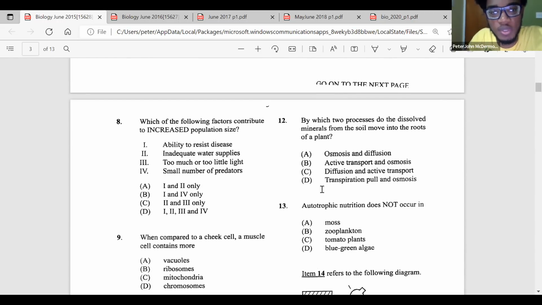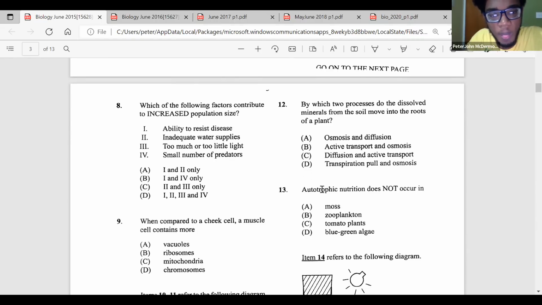Which of the following factors contribute to increased population size? All right, so when we look here, what do we see? Ability to resist disease, inadequate water supply, too much or too little light, small number of predators. So, when we even think about it logically, because as I said, we have to be thinking about everything logically, right? Ability to resist disease, of course. If you're able to resist disease, then you're able to reproduce. If you're able to reproduce, then population is going to increase.